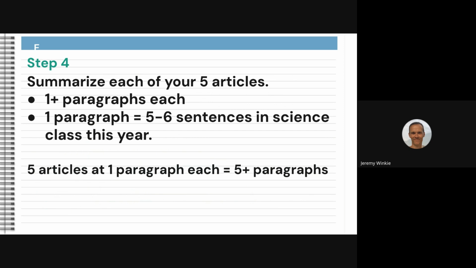Step 4, you're going to summarize each article into 1 paragraph. In science this year, a paragraph to me equals 5 to 6 sentences. So if you do the math, you've got 5 articles that you have to read, and then you're summarizing each one into 1 paragraph. So you're looking at about a 5 or more paragraph document that you're turning in to me.